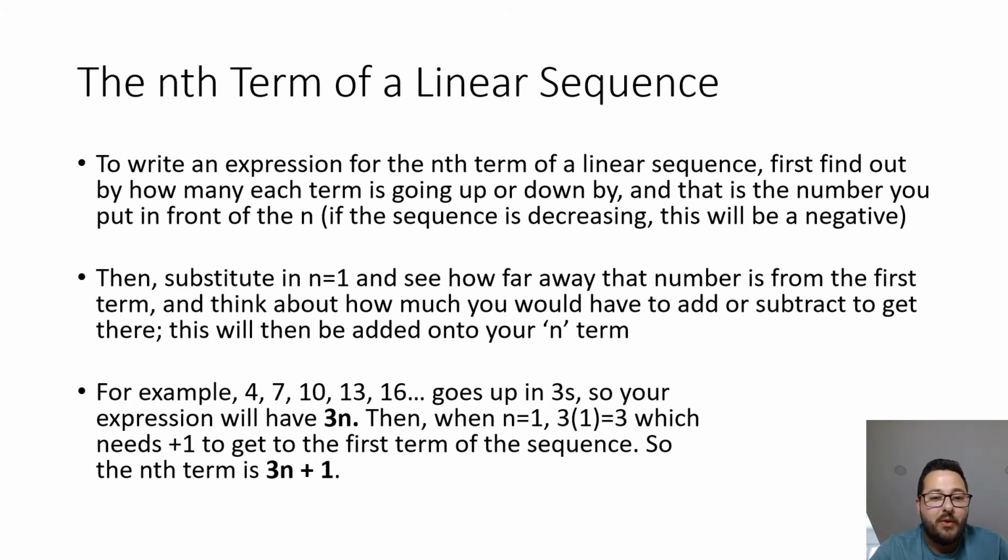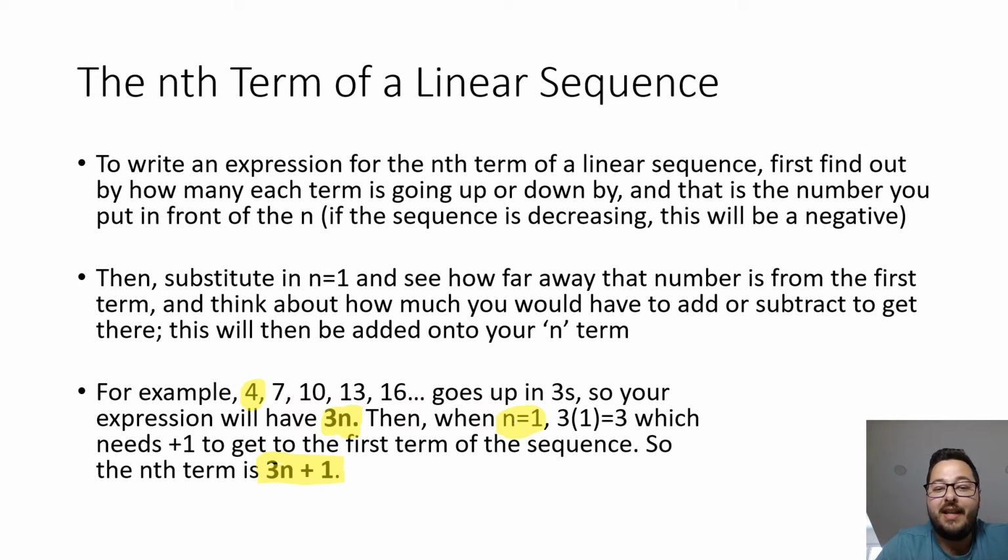So here we go. We've got 4, 7, 10, 13, 16. This goes up in threes. So your expression is going to have 3n in it. Then we're going to either add or take away a number to that. So we look at n is 1. Well, 3n is just 3 times 1, which is 3. And this is our first term here. So to get from 3 to 4, we just add 1. So that's what gives us our 3n plus 1. And that should work for all of them.